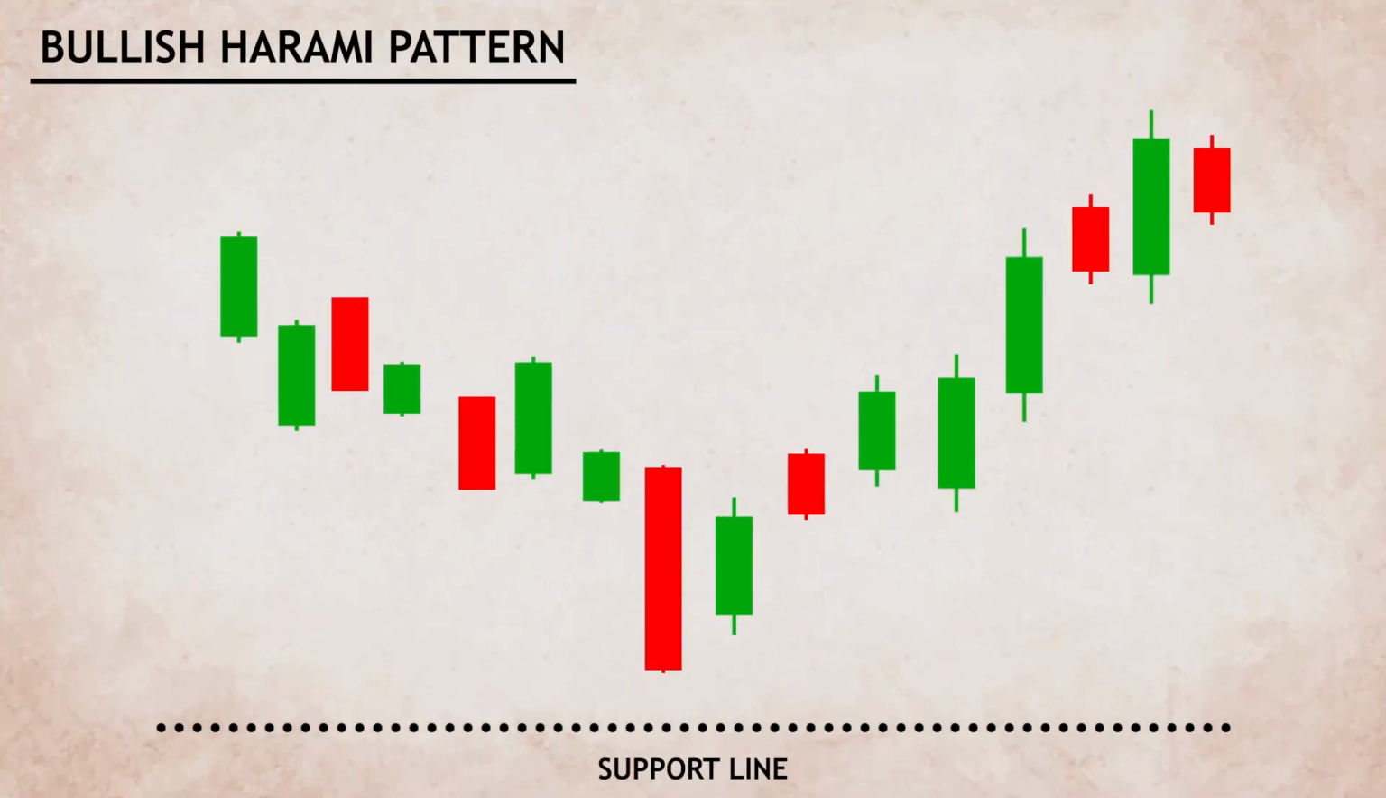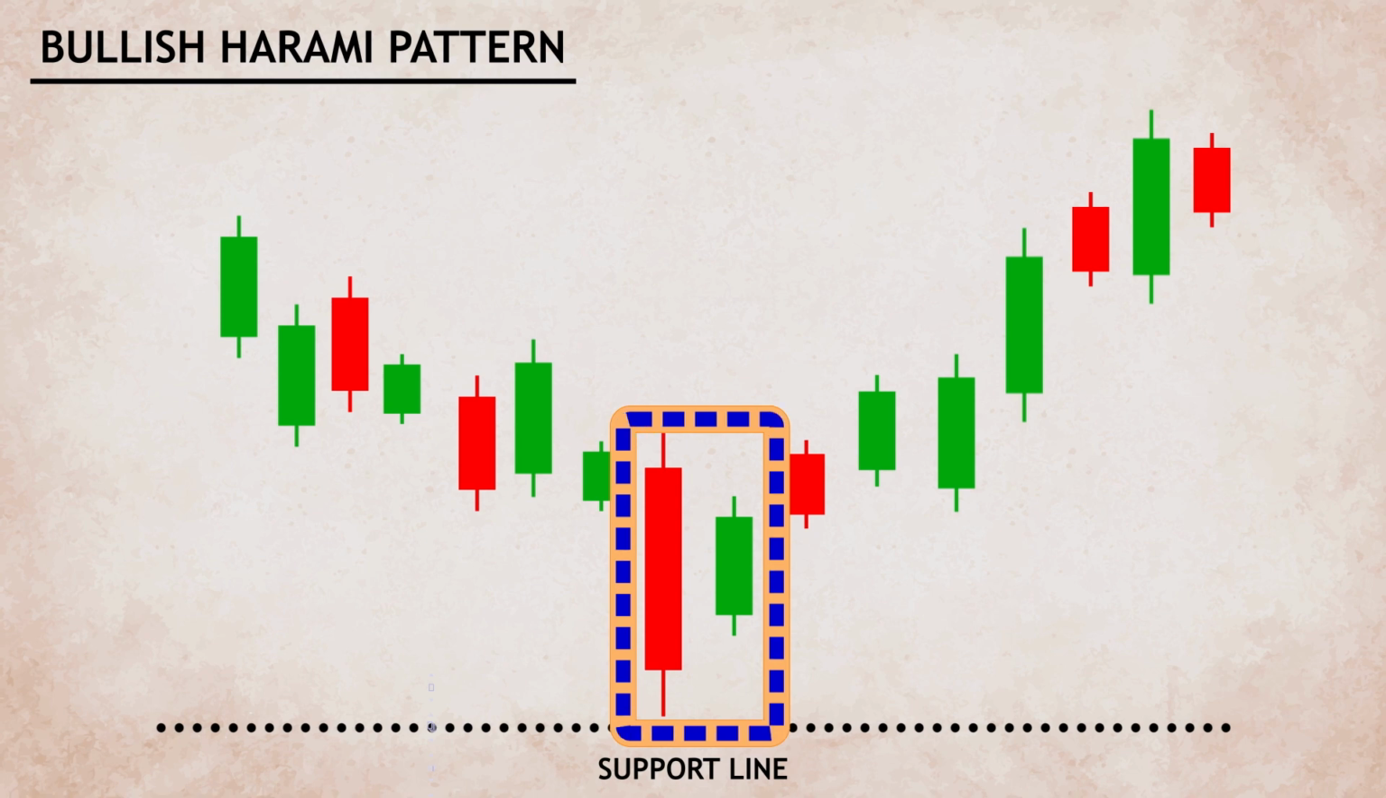A bullish Harami pattern generally appears at the bottom and signifies a reversal in the trend of the stock. In this pattern, a small bodied green candle, including the wicks, appears immediately after a big bodied red candle. In other words, the entire green candle must be within the range of the first candle.